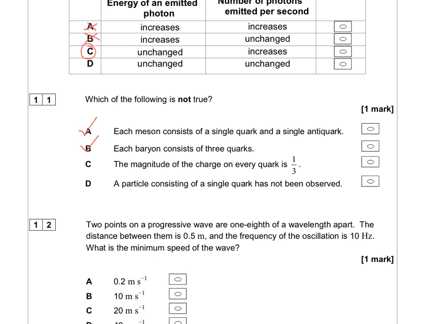What's next? The magnitude of the charge on every quark is 1/3. That's rubbish. The up quark, for instance, is 2/3. You can see that on your formula sheet. But let's check the last one. A particle consisting of a single quark has not been observed. That's true. You cannot get quarks by themselves. I won't dangle too much into that. If you're interested, go away and look at it, but quarks are always observed in minimum of pairs, mostly 3s or sometimes 5s with the new pentaquarks that they've discovered.